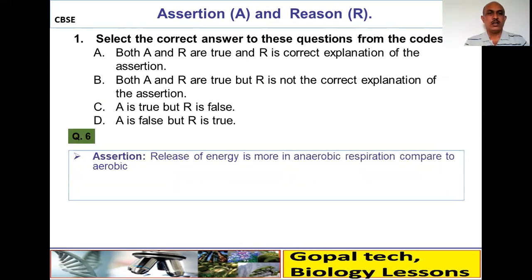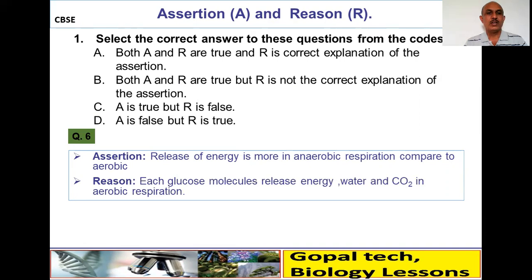Next, assertion: release of energy is more in anaerobic respiration compared to aerobic. Reason: each glucose molecule releases energy, water and carbon dioxide in aerobic respiration. Pause the video, write the answer, check it. Well, so the answer is D, because A is false, R is true.